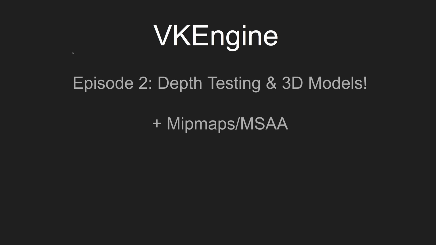Hi guys, this is another update on my VKEngine project, and it should be a good episode this time because it's the first time we're looking at our 3D model. And of course, for that to be possible, I've also set up depth testing using a depth buffer, and additionally I've enabled mip mapping and multi-sample anti-aliasing to increase the fidelity of the image a bit more.